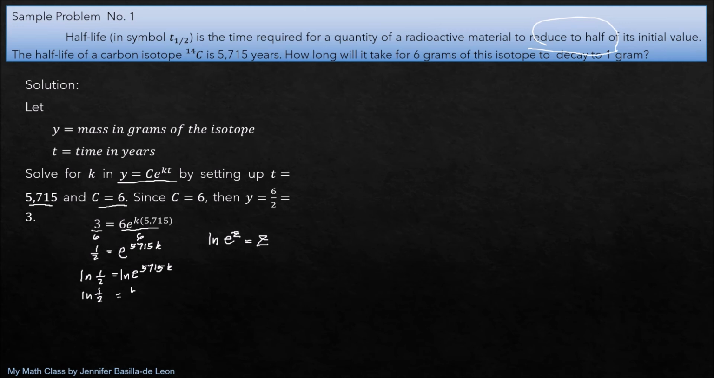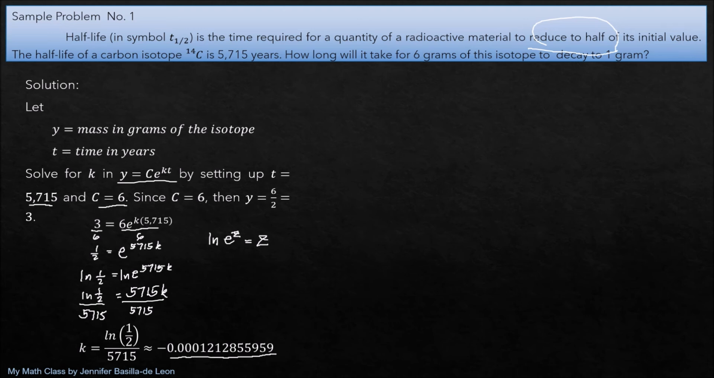and then we will have 5,715k. Now we divide both sides by 5,715. Then using our calculator, k is approximately equal to this very small number. Now using the exponential decay model, we will have the equation y equals 6e raised to the found value of k times t. Now we solve for t when y is equal to 1.